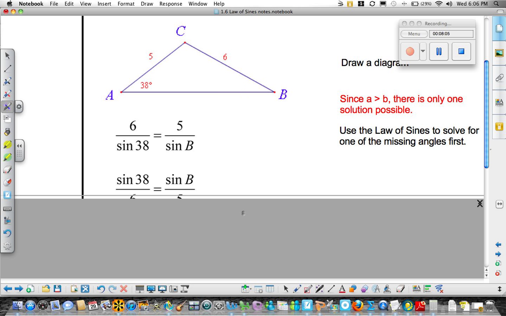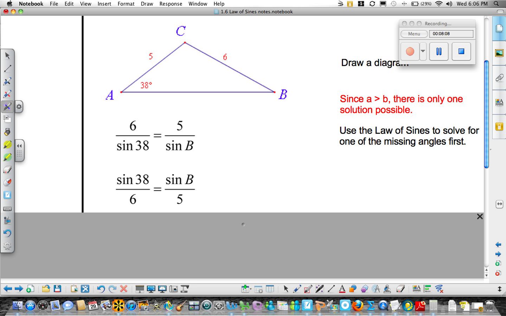So what we're going to do is flip those fractions. And I'm doing that just to keep my variable on top. It keeps things a little bit nicer for me. No big deal. So we say the sine of 38 over 6 is equal to the sine of B over 5. Okay, so if I want to solve for B, I'm going to multiply both sides by 5.